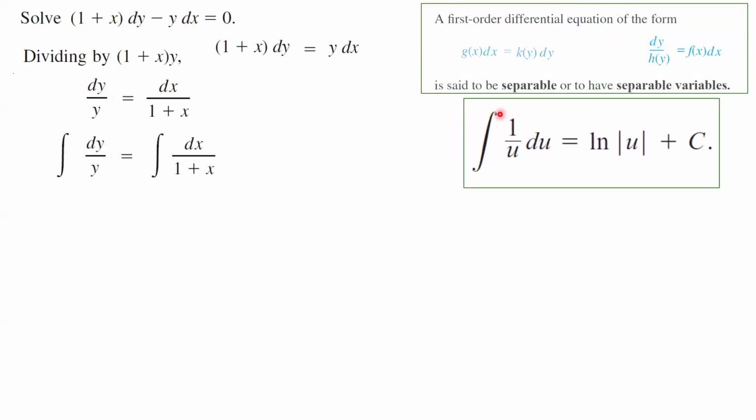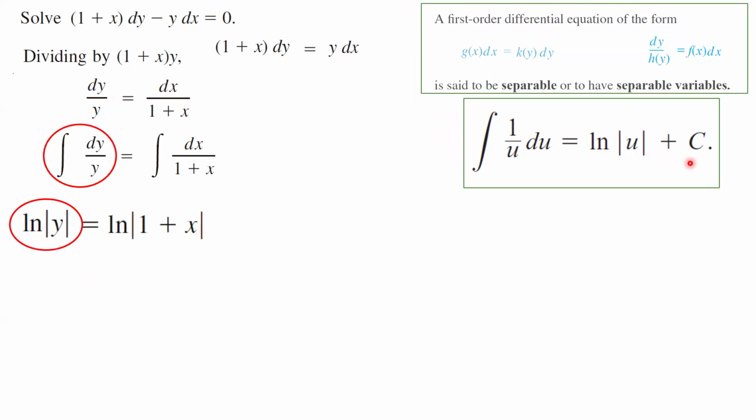Remember u substitution. The integral of du divided by u is ln of absolute value of u plus constant of integration. So on the left-hand side, we have ln of absolute value of y. And on the right-hand side, you get ln of absolute value of 1 + x.